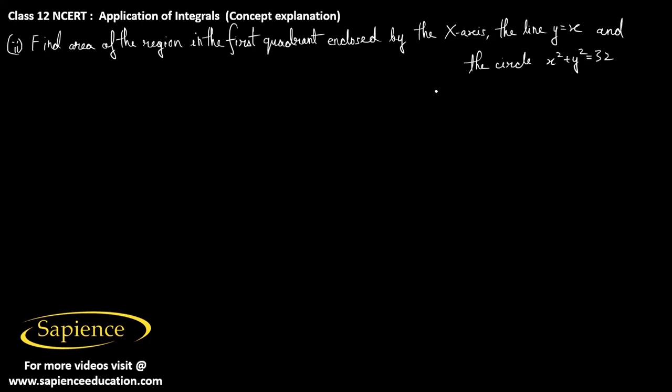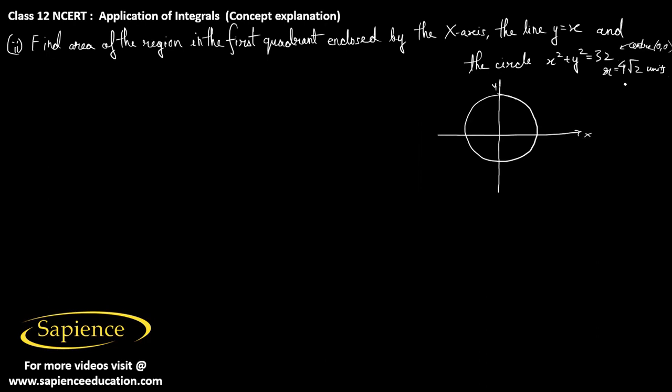So here, suppose this is the circle x square plus y square equal to 32. Its radius is 4 root 2 units, since 4 square is 16. Suppose this is the y-axis and this is the x-axis. Its center is the origin, (0, 0), and the radius is 4 root 2. So it will intersect the x-axis at the point (4 root 2, 0) and at (-4 root 2, 0).